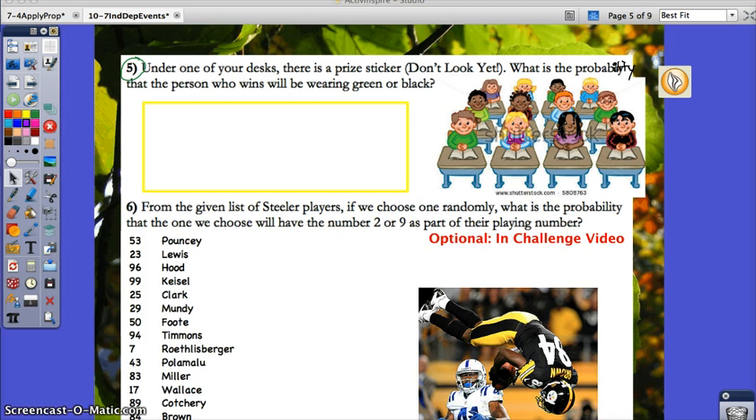For number 5, it says under one of your desks. Well, obviously, since I'm not in your classroom, I want you to use this picture. Under one of these desks, there's a prize sticker. So what's the probability that the person who wins will be wearing green or black?